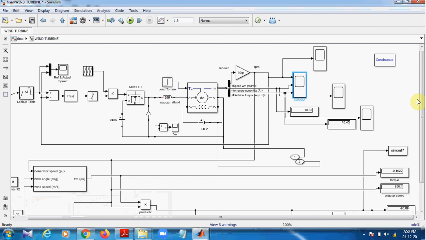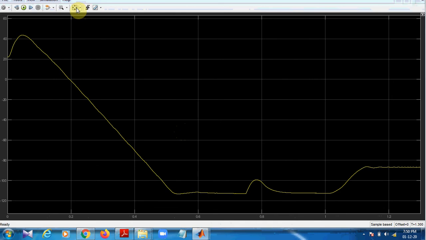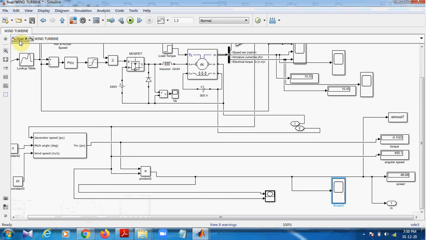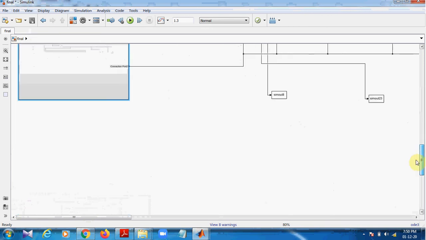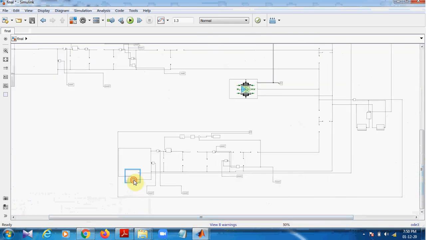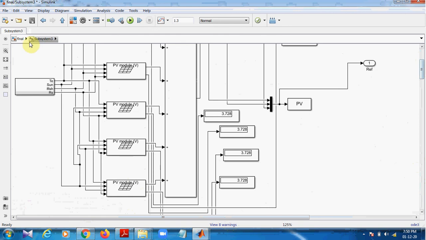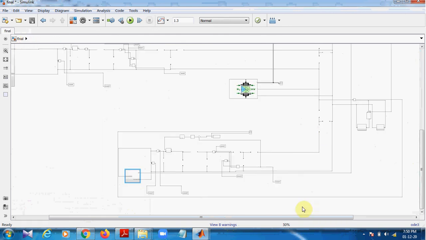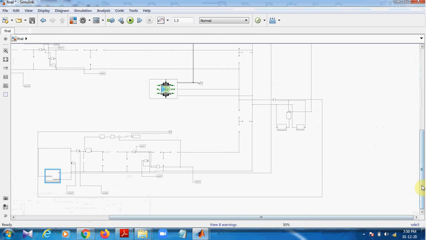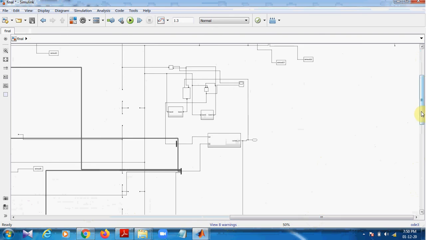Okay, so our simulation is completed. This is how we can see the power generated by our system, the power graph by the wind turbine. We'll go back to the base model. Here we have given a PV array model which is generating power for our system, which is given to a bus. Okay, so now we have completed the simulation and shown how the simulation is working.